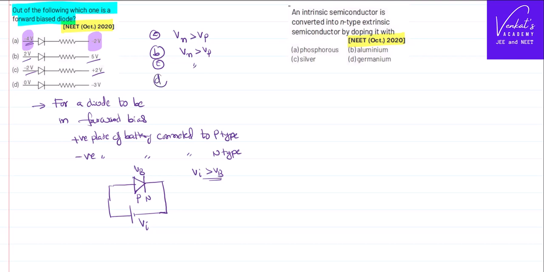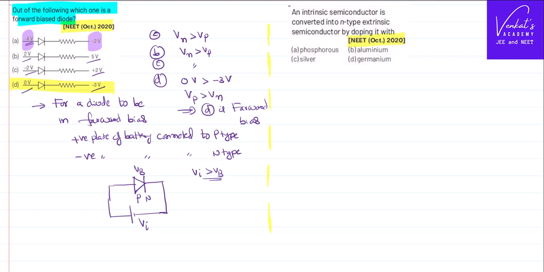But look at the D. This is 0 volts, minus 3 volts. So it's very clear that 0 volt is definitely greater than minus 3 volt. That means the voltage available at the p-type material is greater than the voltage available at the n-type material. That means the D that was given for you is in forward bias. So which one is in forward bias? This one is in forward bias. That's how we solve that simple question.